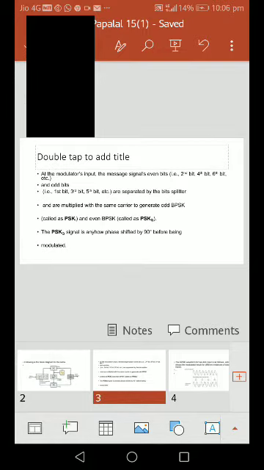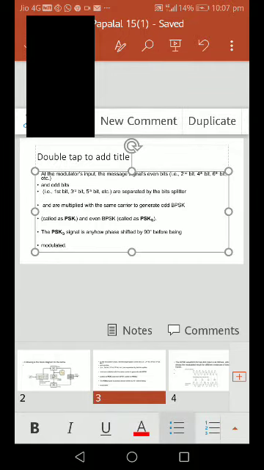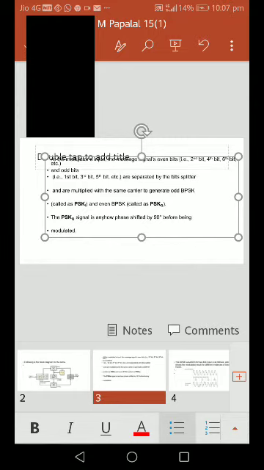At the modulator input, the message signal's even bits, the second bit, fourth bit, sixth bit, etc., and odd bits, the first bit, third bit, and fifth bit, etc., are separated by the bit splitters and are multiplied with the same carrier to generate the odd BPSK and even BPSK. The Q signal is phase shifted by 90 degrees before being modulated.